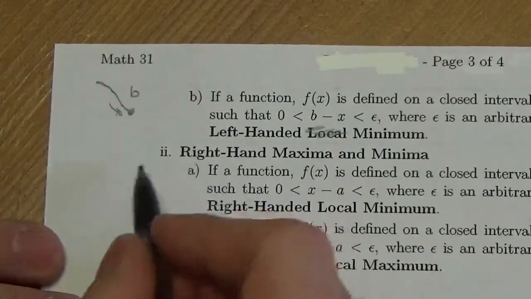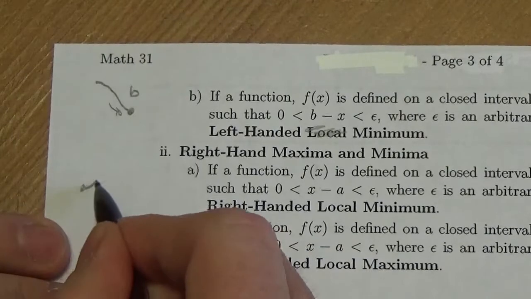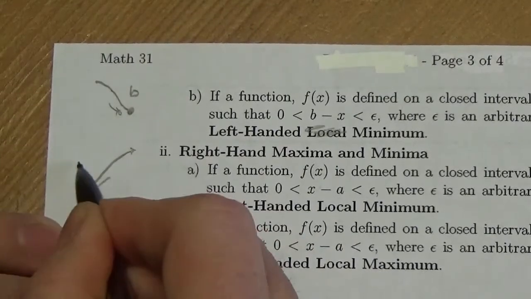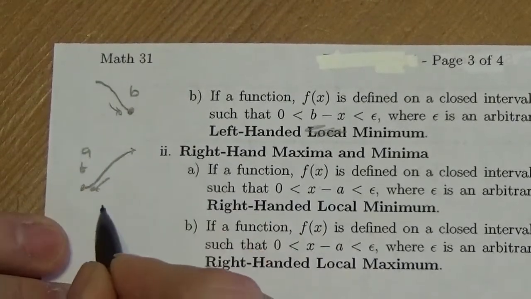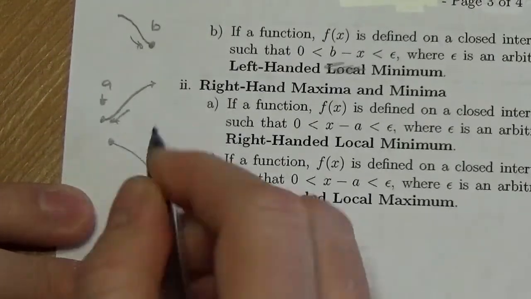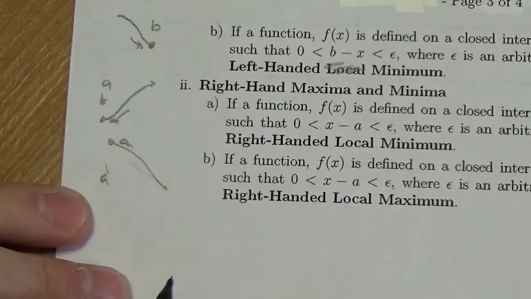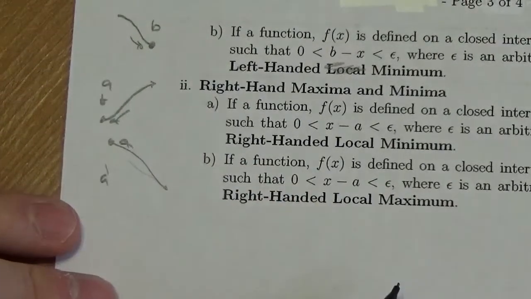Same thing for the right hand, okay? I can have a right-handed min if the only way I can approach it is from the right, or a right-handed max if the derivative is always negative there. Here's a. If I can only approach it from the right, that's a right-handed local max.